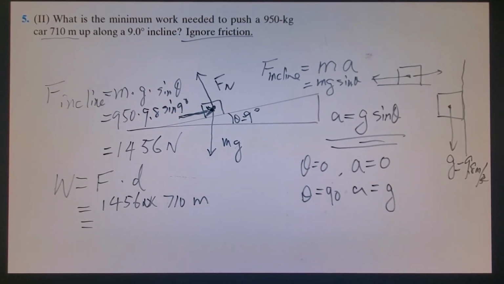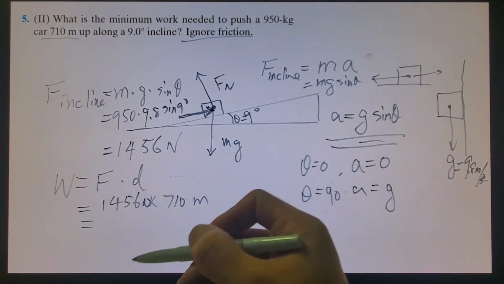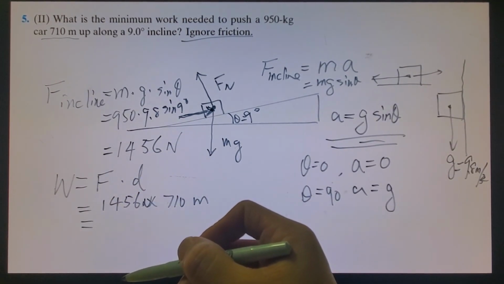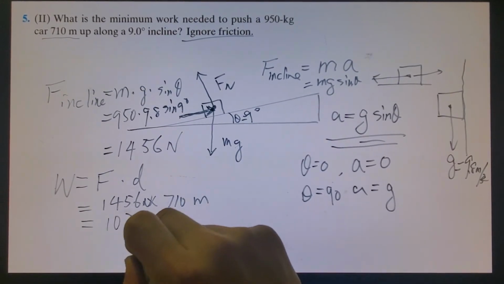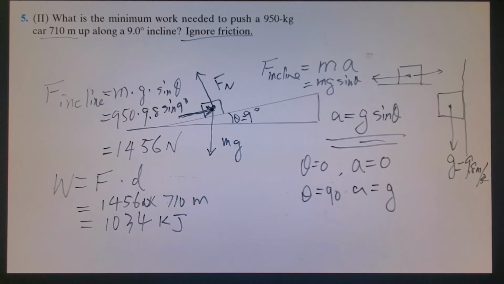wow, the number is big. Okay, the number is very big. So I'm going to divide that by 1,000 and it will be 1034 kilojoules. Okay, the lucky number for this problem is 5.